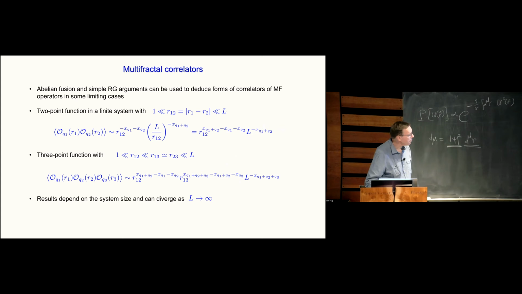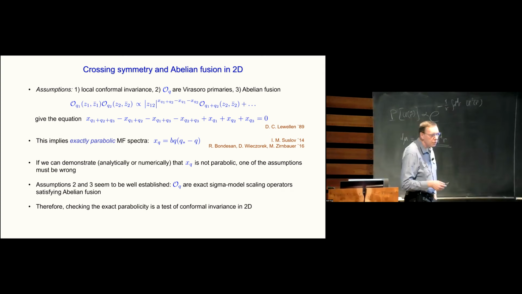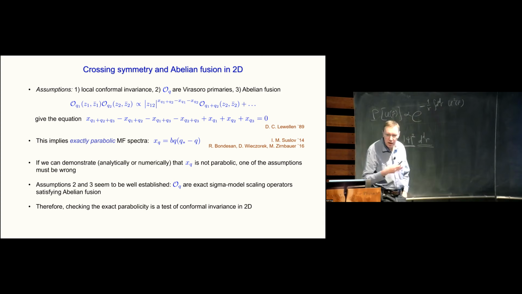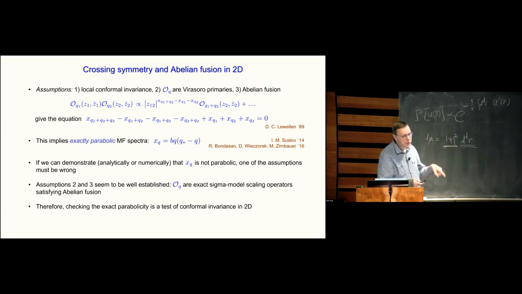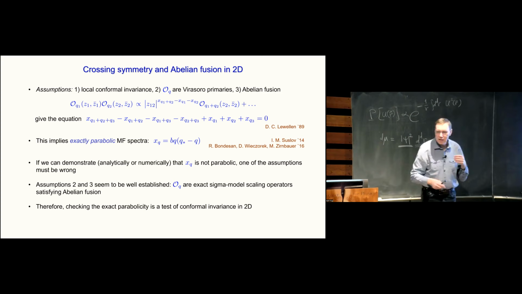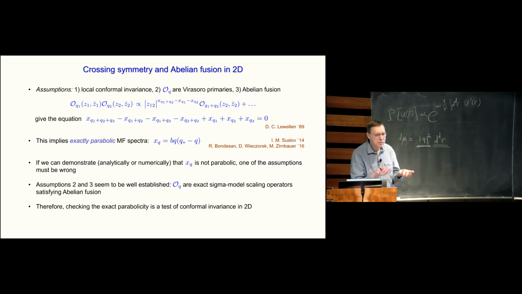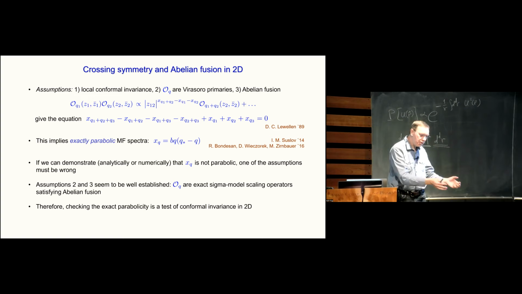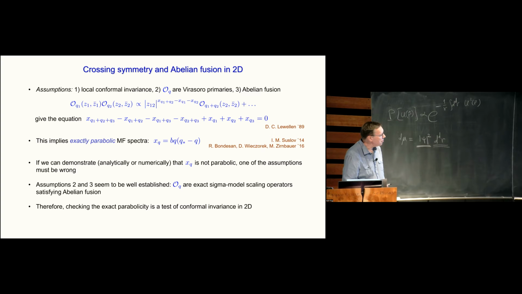So suppose now you go to your favorite system and numerically simulate it, or obtain these exponents in some other way, and you compare it to this prediction. If you see deviations from parabolicity, you would say something must give here. My feeling is that assumptions 2 and 3 are more robust because they were proven using symmetries of the sigma model, again up to a caveat that we should believe that these symmetries survive going to the strongly coupled fixed point, right? So what we propose is that once we see any deviation from parabolicity, it would mean the absence of conformal invariance of the critical point.